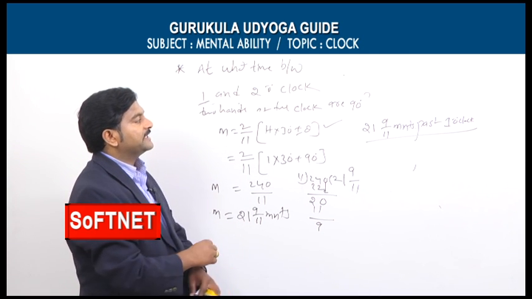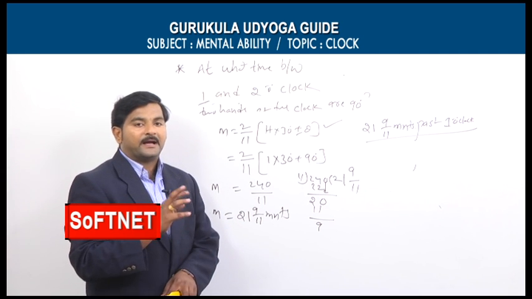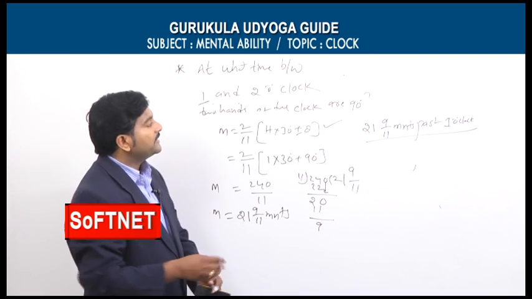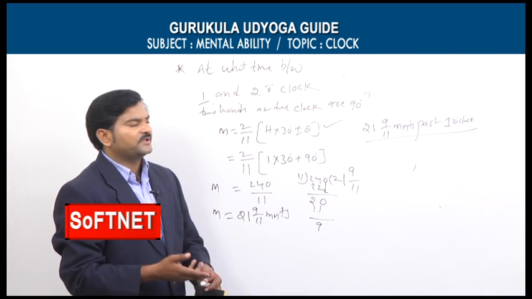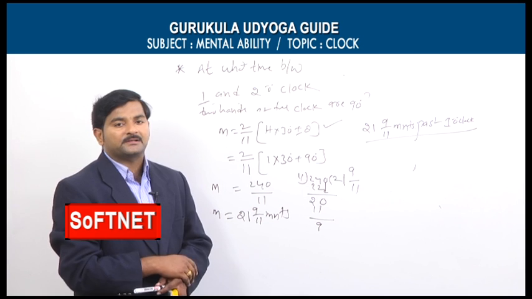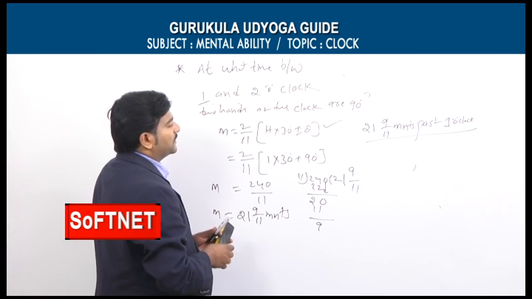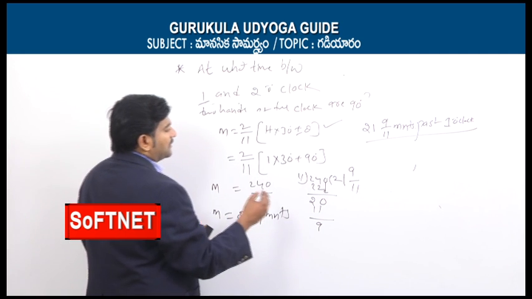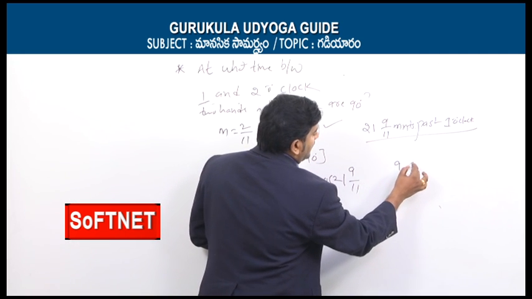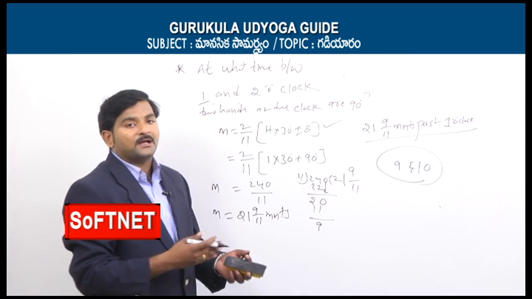21 9 by 11 minutes past 9 o'clock, exactly at that point of time, the angle between the two hands is how many degrees? 90 degrees. Or simply we can say, instead of using the word 90 degrees, we can use perpendicular also, as you are already aware. And for example, if the time lies in between 9 o'clock and 10 o'clock.